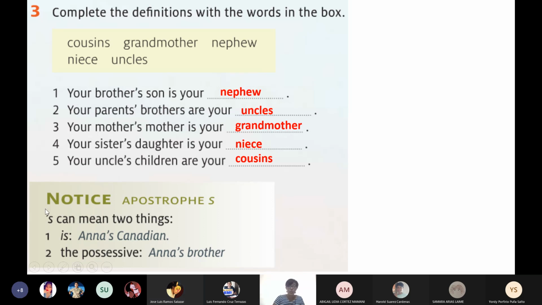Please, everybody pay attention. Notice when you have the apostrophe S, right? It can mean two things. It can mean the verb to be, is, right? Or it could be the possessive. ¿Sí? Cada vez que vean una apóstrofe y la S puede significar dos cosas. It can mean the verb to be is. Anna is Canadian. Anna's Canadian. Or it could be the possessive. Anna's brother, the brother of Anna.